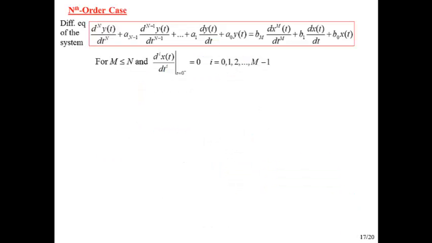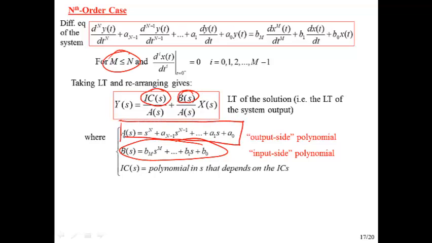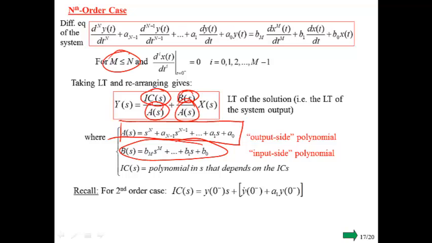If we now think about the nth order case, very similar kind of thing. We just make an assumption here that m is less than n, so that we avoid some persnickety trouble. And we look at what happens. We get some polynomial that depends upon the ICs. We get a numerator polynomial that depends on the input side, but then the most important thing is this output side polynomial shows up both here and here. That's the characteristic polynomial that sets how the system is going to behave.